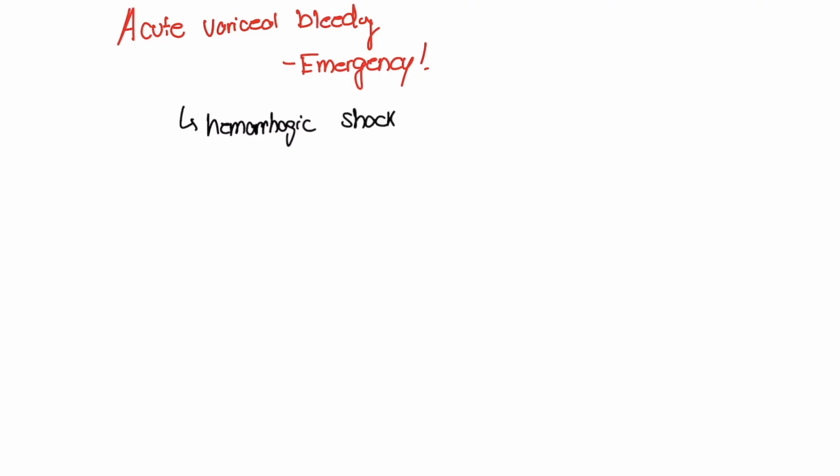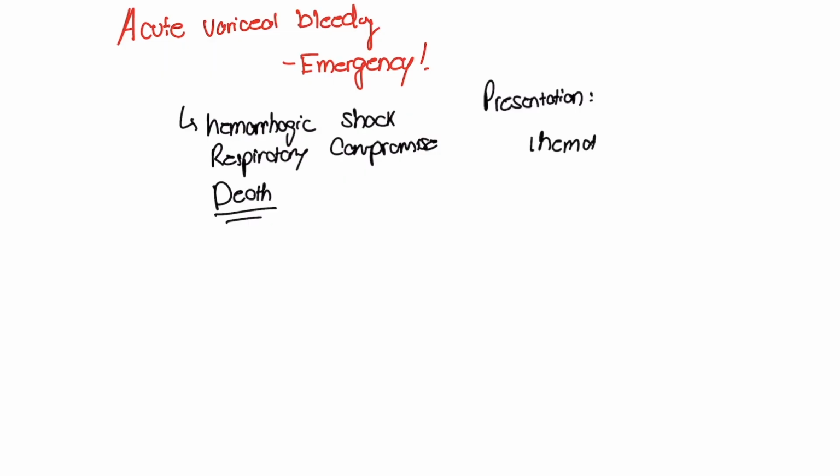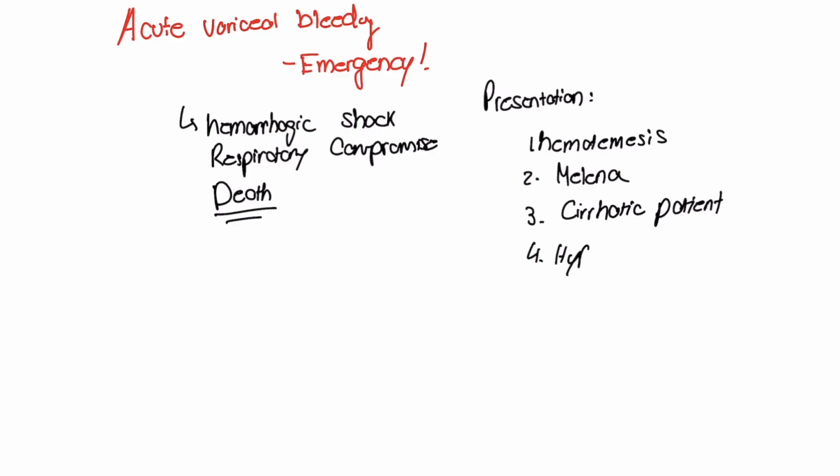Acute variceal bleeding. This is a true emergency. These patients can rapidly progress to hemorrhagic shock. They can develop respiratory compromise and even die. The classic presentation is hematemesis and melena in a cirrhotic patient, with progression to hypotension and tachycardia.